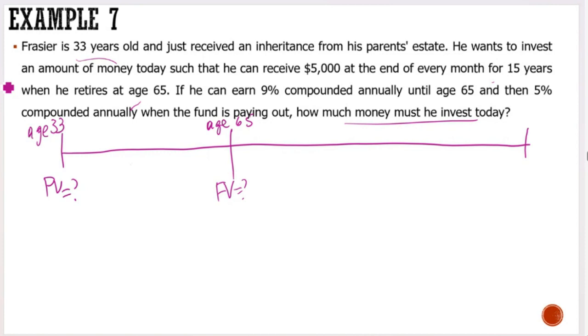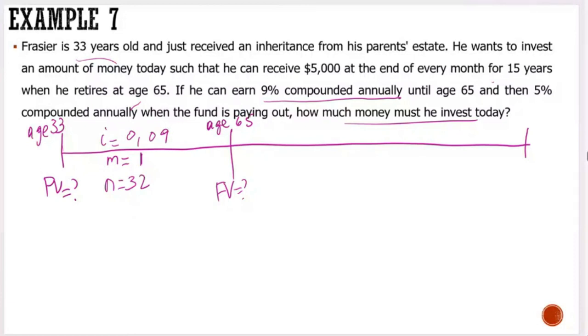So if he can earn 9% compounded annually, here he can earn 9%. This is compounding annually, that is your M equal to 1, until age 65. That means from age 33 to age 65, how many years? That is the time, the deferral period. It is going to be equal to 32. Am I right? Yes, 32. 65 minus 33 is the period that he's deferring.